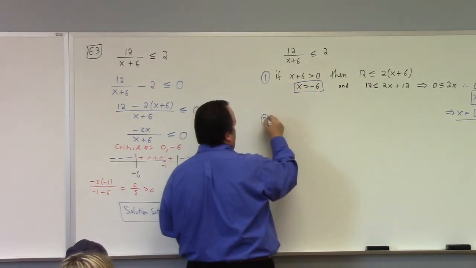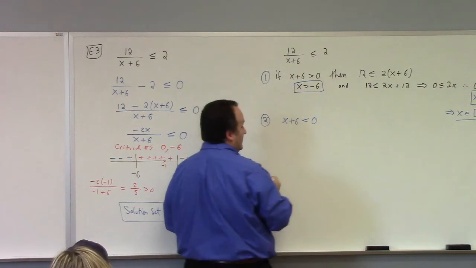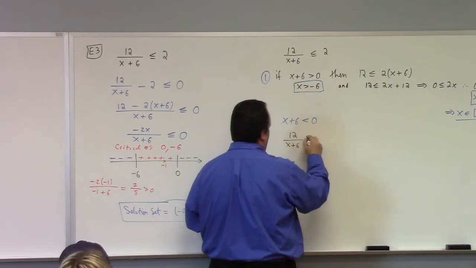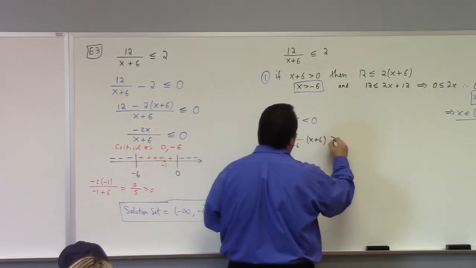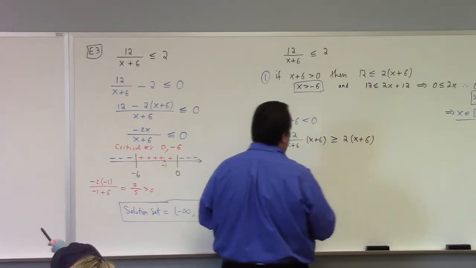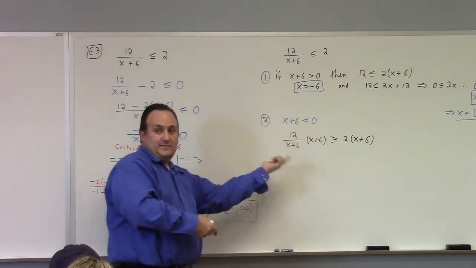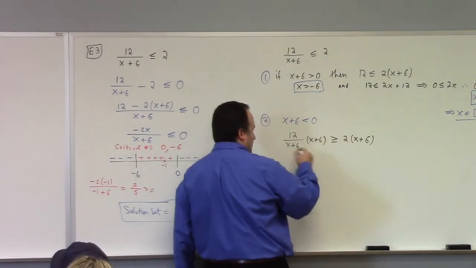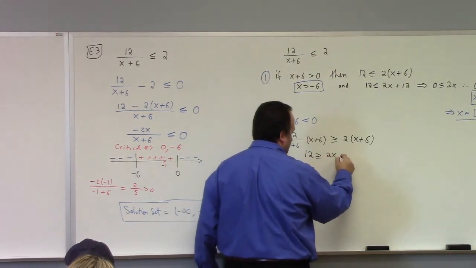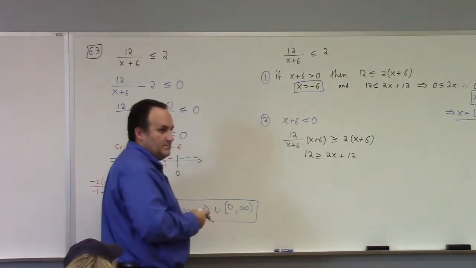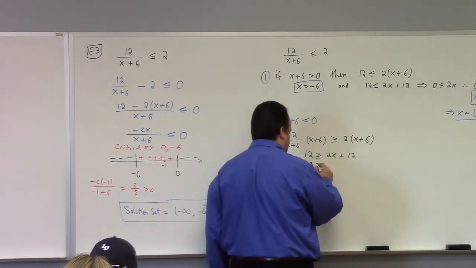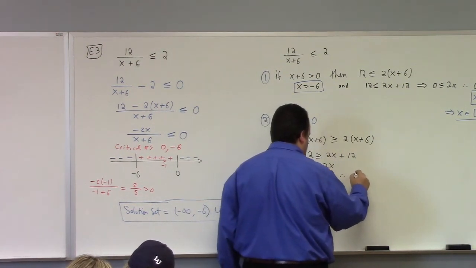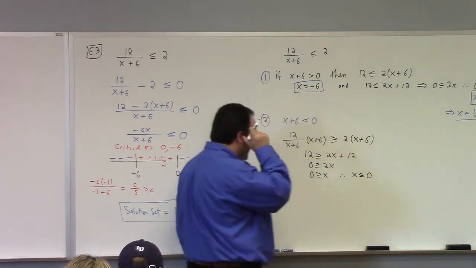The other case, though, is x plus 6 less than 0, right? And if x plus 6 is less than 0, then we have 12 over x plus 6 times x plus 6 is greater than or equal to 2 times x plus 6. See, I have to flip the inequality if I multiply by that, right? And then these cancel, and we get 12 is greater than or equal to 2x plus 12, right? And then we get 0 is greater than or equal to 2x, which again gives us that 0 is greater than or equal to x, aka x is less than or equal to 0, right?